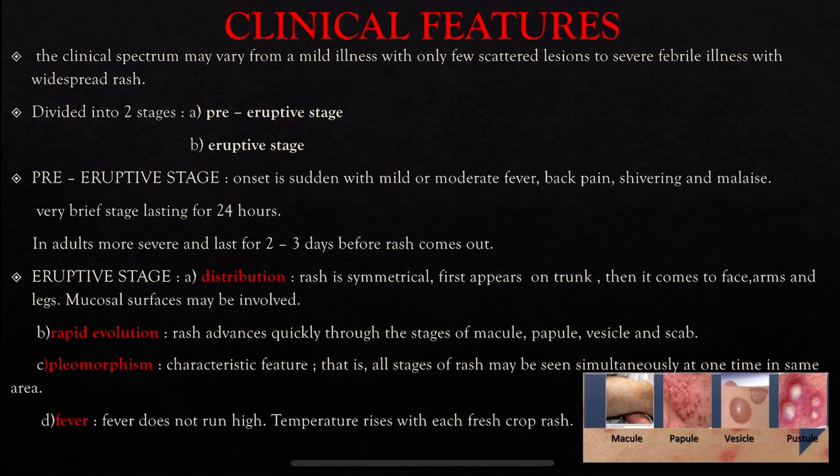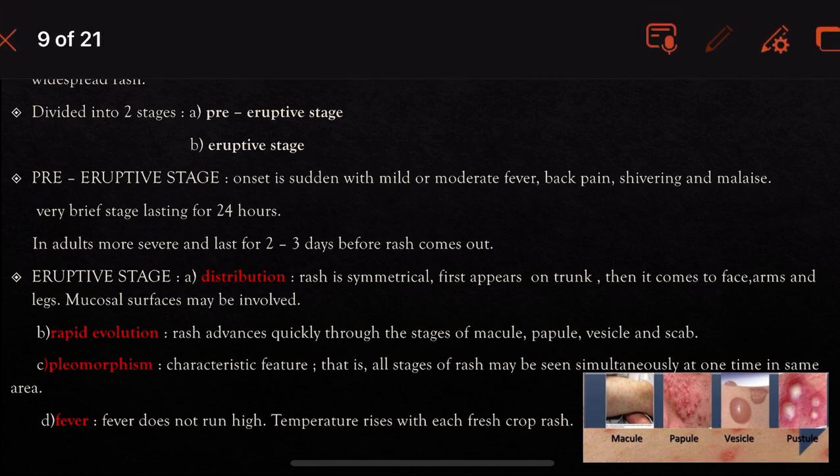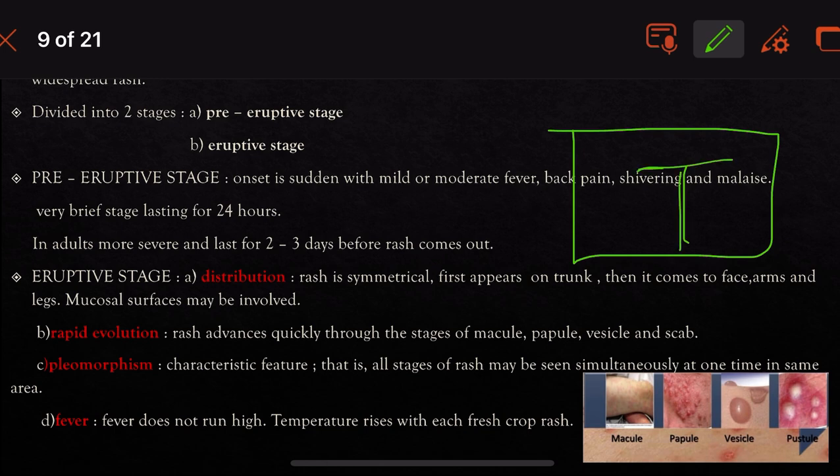The rash is going to be symmetrical, on both right and left side. First it will appear on the trunk, then it will come to the face, arms and legs. Again, let us see how it goes. First it appears on the trunk. You can see like this. One is on the trunk. You can remember like this. One on the trunk, then it comes to the face.